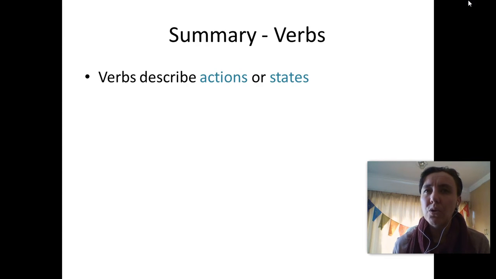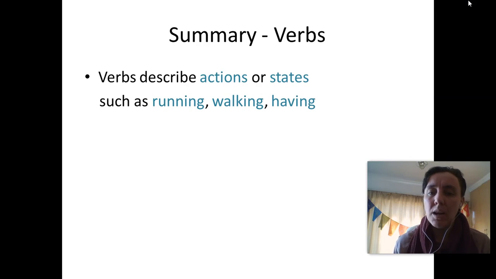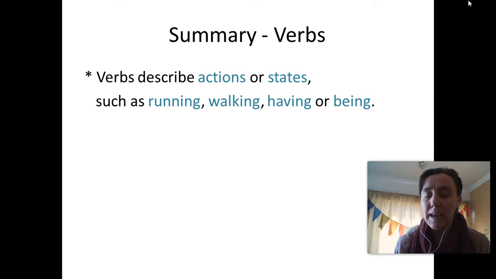Previously, when you were younger, you learned a verb is an action word or a doing word. And that's why sometimes you get confused when you see words like is, are, and was. A verb is not just an action, but it can also be a state. In other words, just a way of being. So it could be a word like running, walking, but also words like having or being.